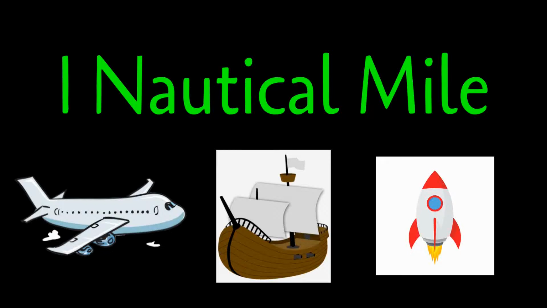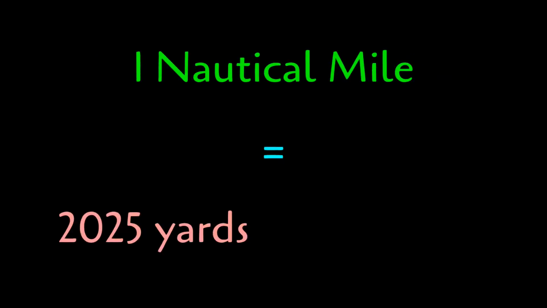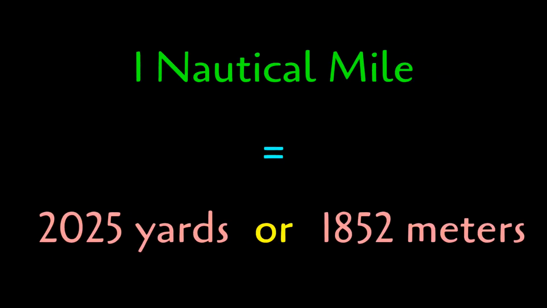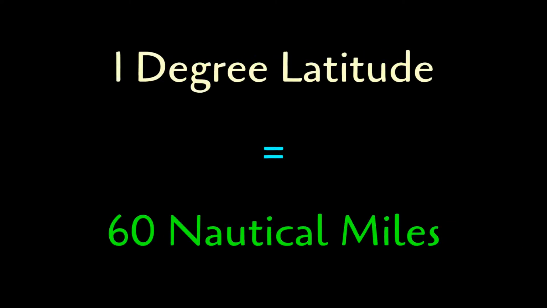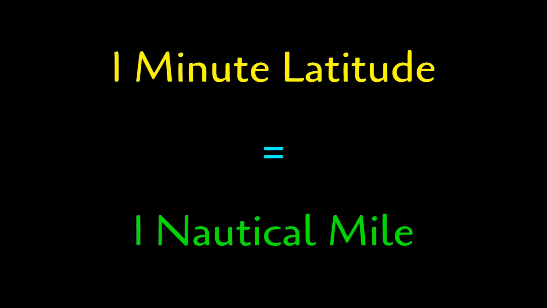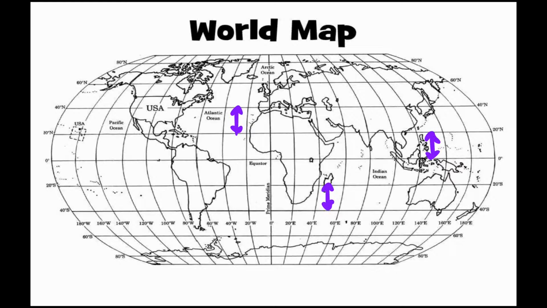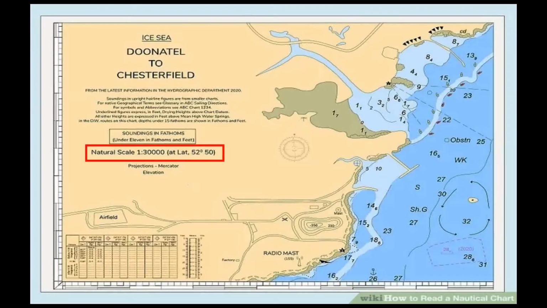It is about 2,025 yards, or 1,852 meters. Because 1 degree is 60 nautical miles, 1 minute is thus 1 nautical mile. Because lines of latitude are constant, but lines of longitude vary in distance, we always measure our distance from the latitude scale on the side of the chart.